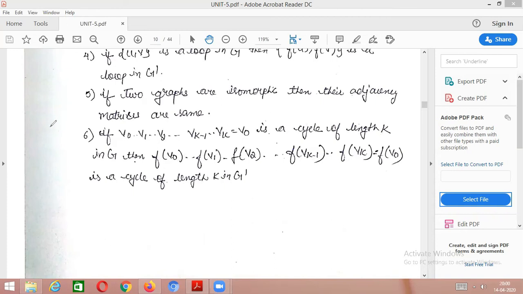Isomorphism is nothing but whatever graph properties the first graph has, the same will be reflected in the second graph.